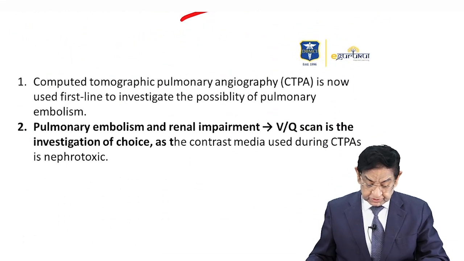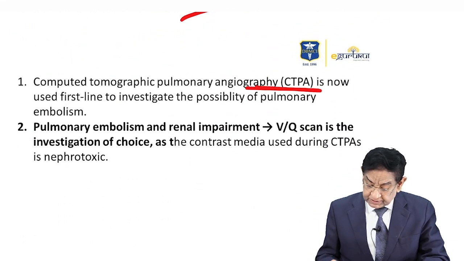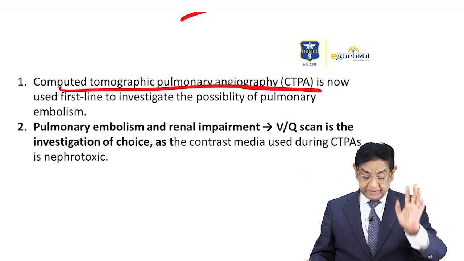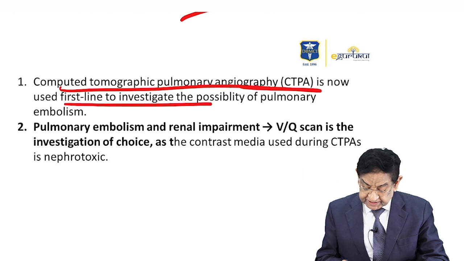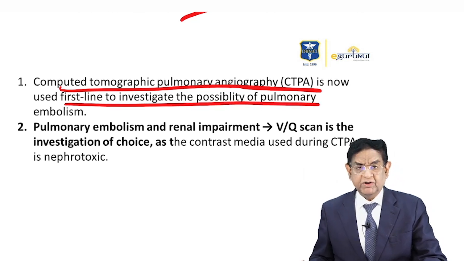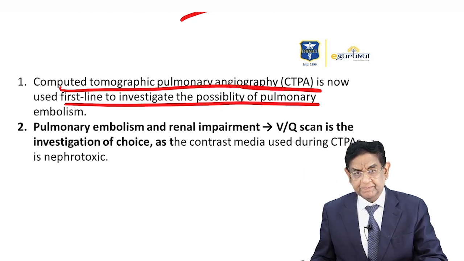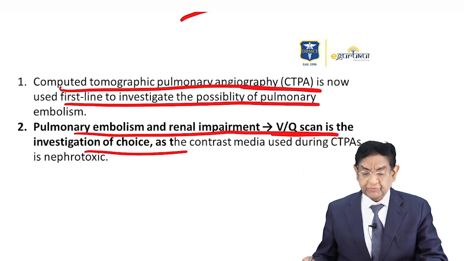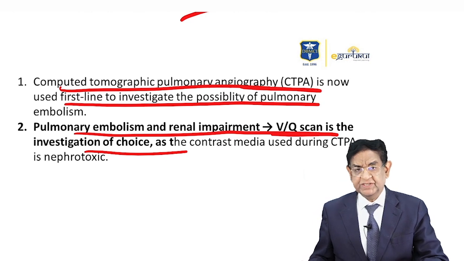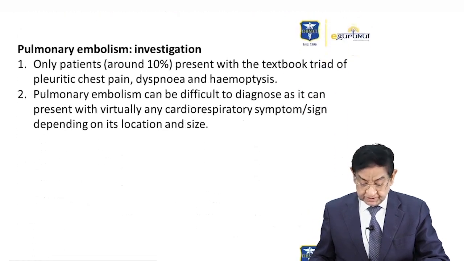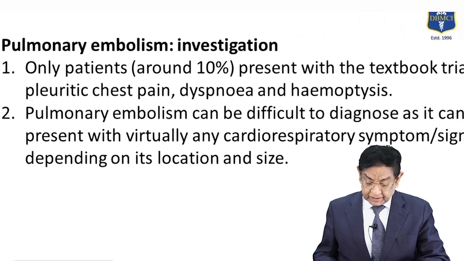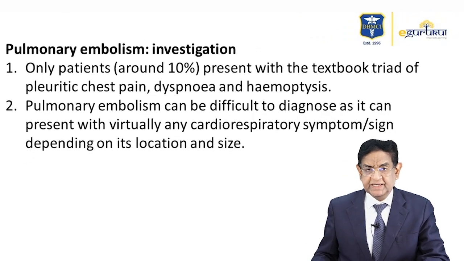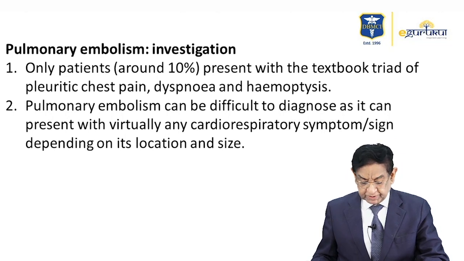Okay. So as I told you, CT pulmonary angiography is always the best first line investigation in the possibility of pulmonary embolism. But in the setting of renal impairment, VQ scan is the investigation of choice. So let's learn in more detail about how to investigate a case of pulmonary embolism.